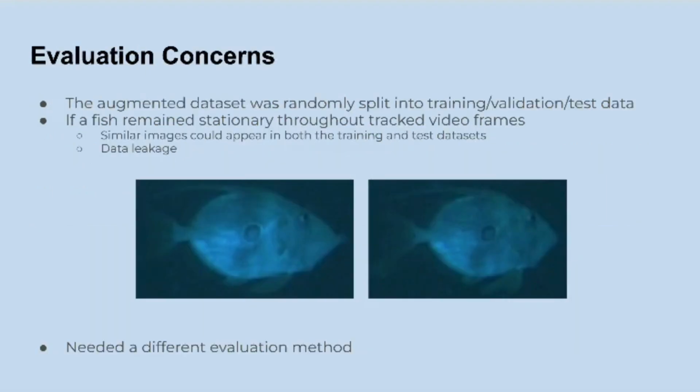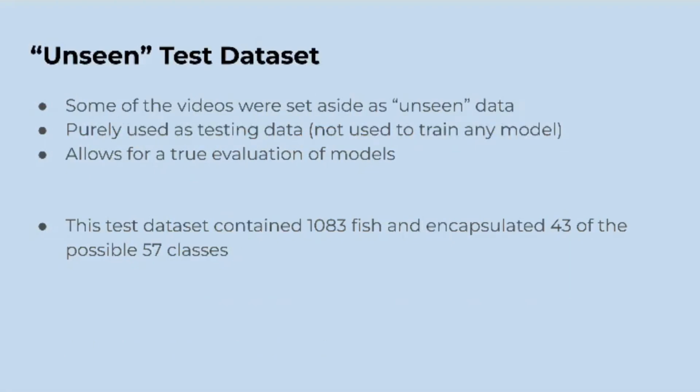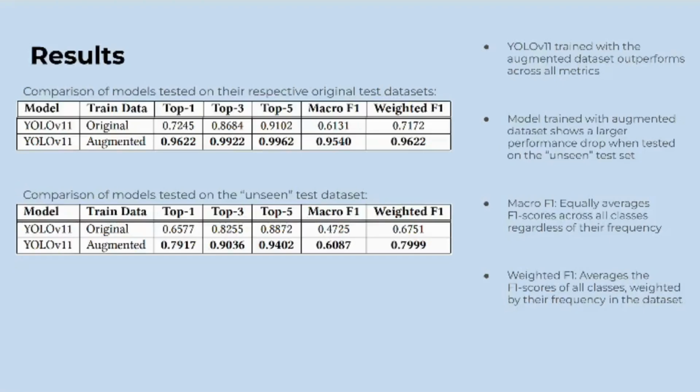One concern was that test results would be falsely inflated if similar images appeared in both the training and test data. To mitigate this, an unseen test dataset was prepared. Overall, the object tracking data augmentation technique was successful. The model trained on the augmented dataset achieved a 13.4% top 1 accuracy increase compared to the model trained on the original dataset when evaluated on the unseen test data.